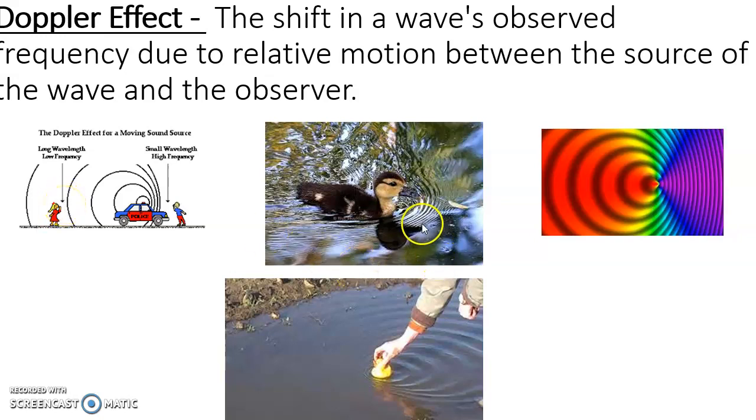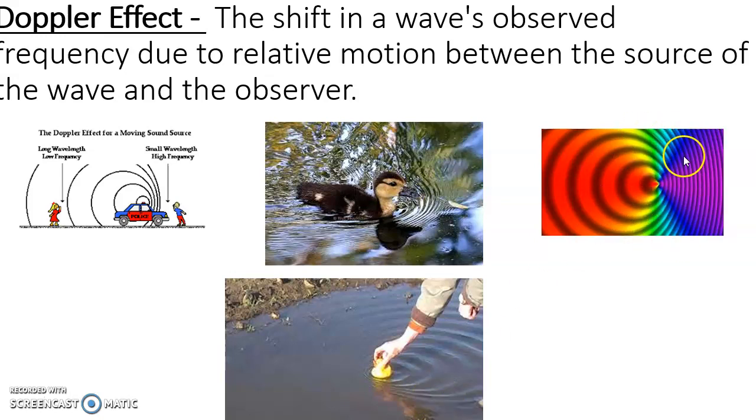And you can see the same thing in water waves. As this duck is moving forward, the little waves that the duck is producing are getting bunched up in front of the duck. And here you can see a person who is very carefully moving the duck along in the water. You can see some waves getting bunched up in front of the duck, and the waves are more spread out behind the duck. So you can see the Doppler effect being demonstrated here in water.